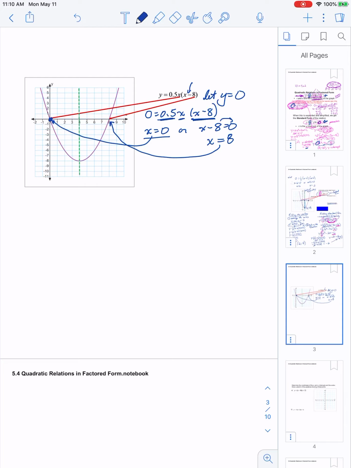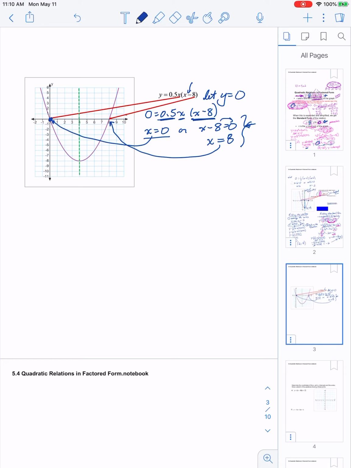You don't have to go through all this. If you can see right from the equation, oh yeah, x equals 0 or x equals 8, that's fine with me. You don't have to do this line here where you let it all equal 0. I'm just showing you how that works. You can certainly do it. I'm not going to stop you from doing it, but you don't have to.